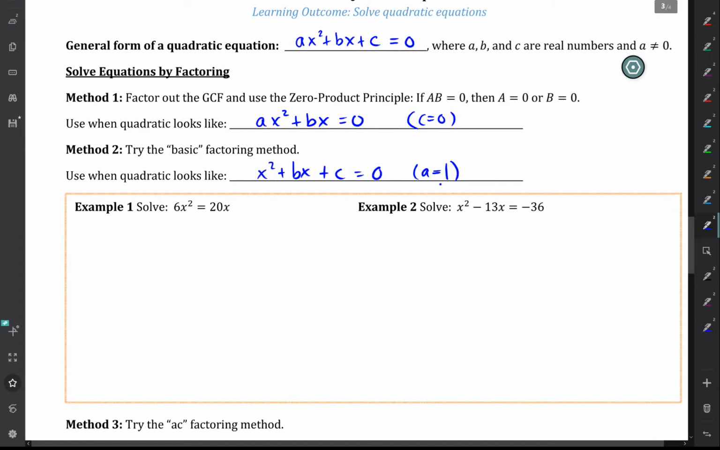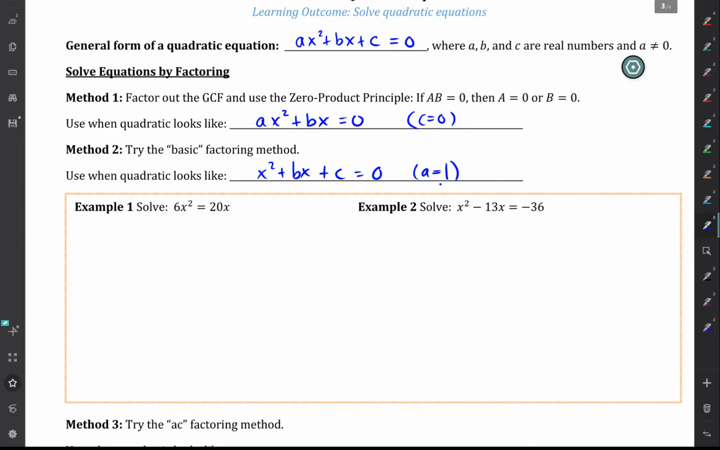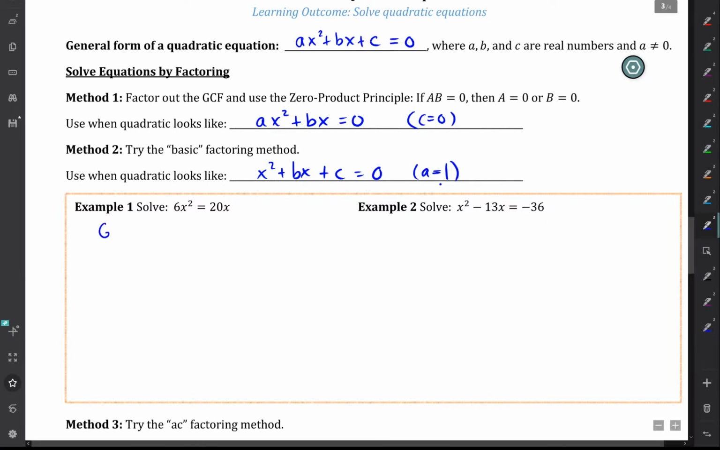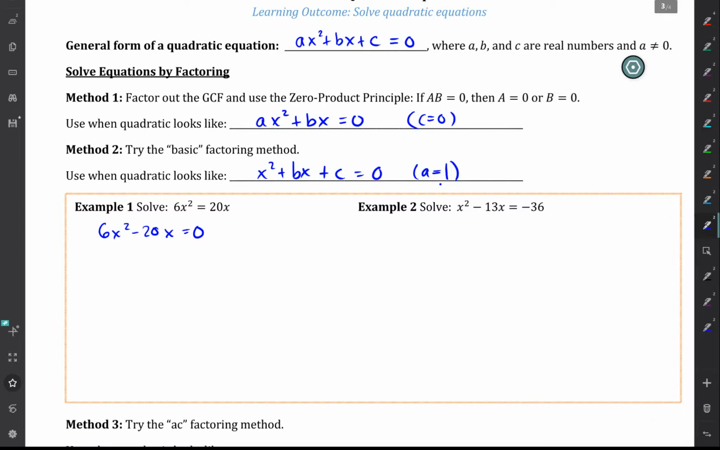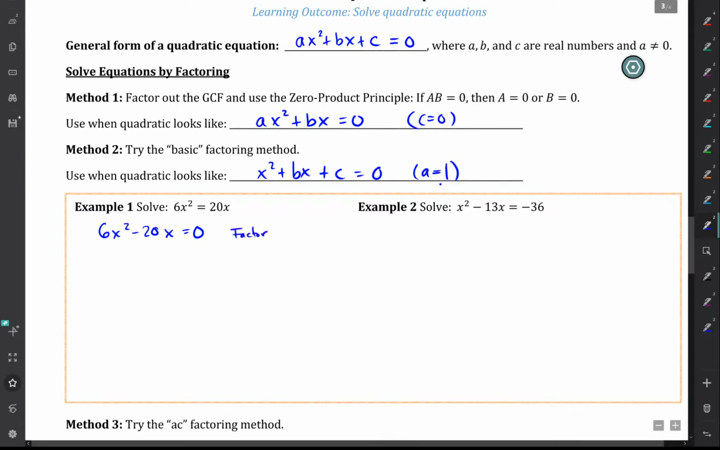So in example 1, the first thing you want to do is get all the x's over to one side to put it in the general form. So you're going to have 6x squared minus 20x equals 0. And in this case, c is equal to 0, so we can try the zero product principle. And so the idea here is that we're going to factor out a power of x. So in this case, we're going to get 2x. You factor 2x out, and you're going to get 3x minus 10 is equal to 0.